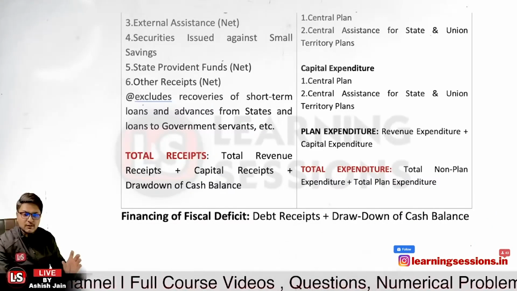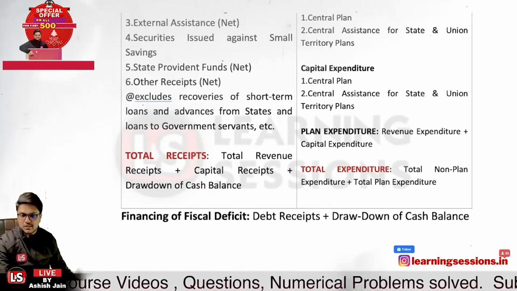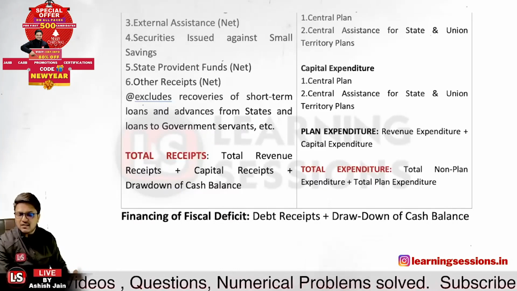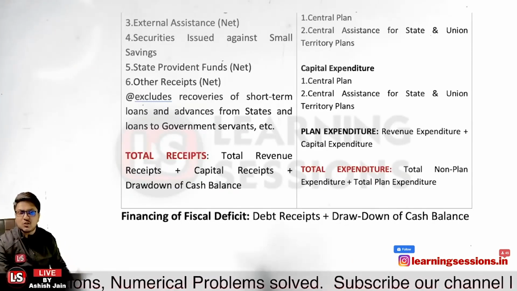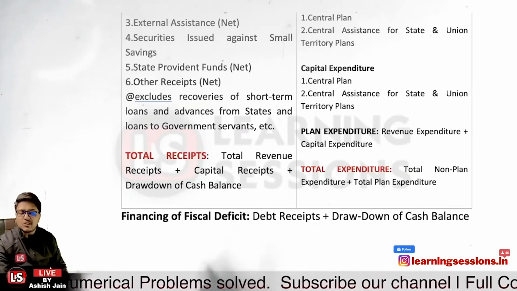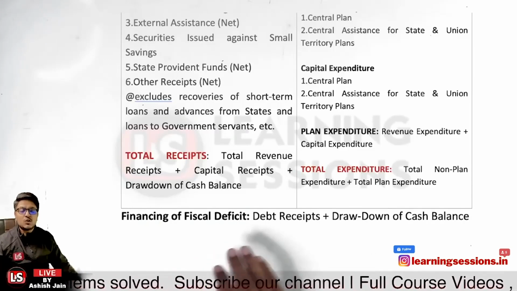And further, if there is a difference, let us take the case that your expenditures are exceeding the receipts. Your expenditures are exceeding the receipts. In that case, there is a deficit in between. There is a gap in between that is to be bridged. In that case, that gap can be bridged by way of financing itself. Okay, and financing of fiscal deficit is equal to what?